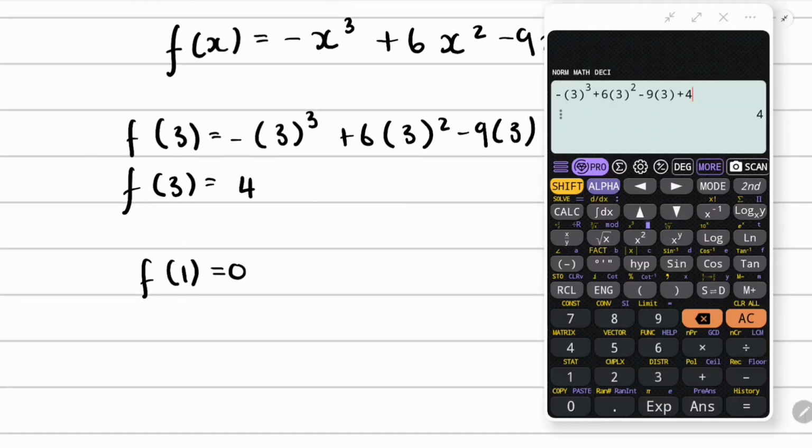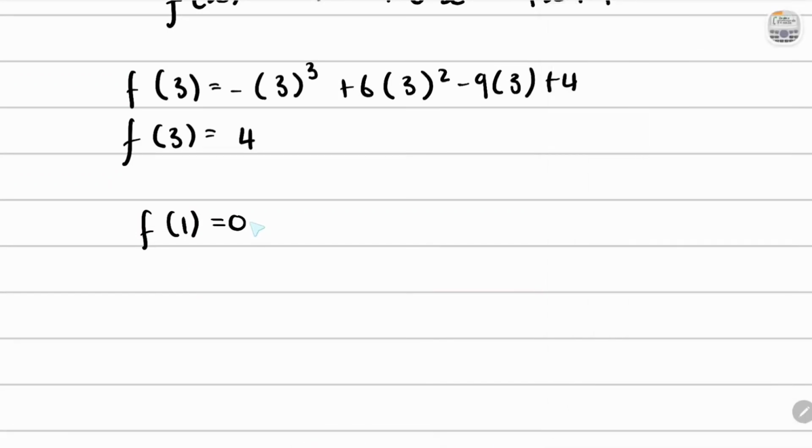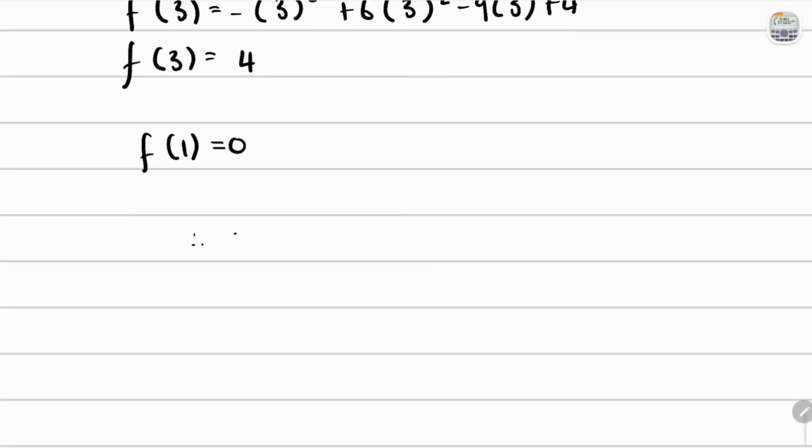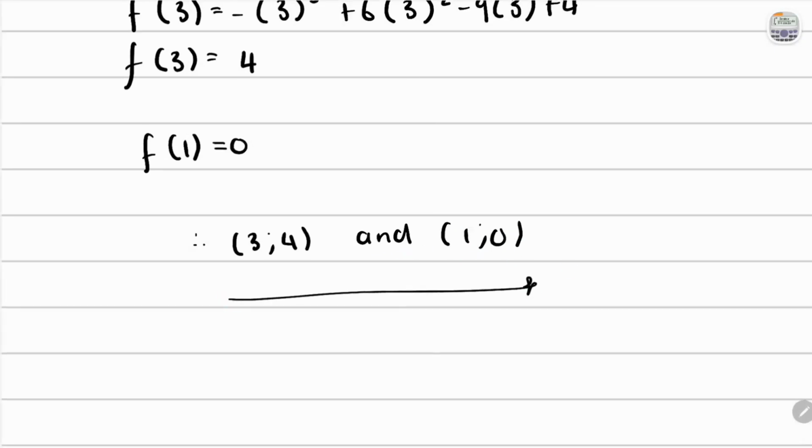So that's f(1) = 0. Okay, so that means our turning points are simply (3, 4) and (1, 0). And there we go. That is our answer.